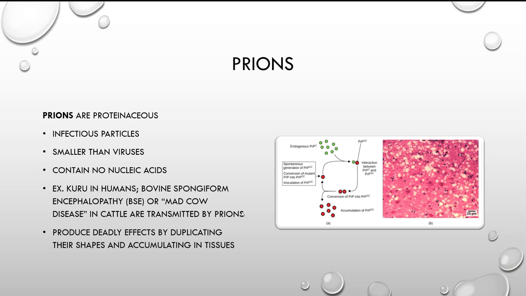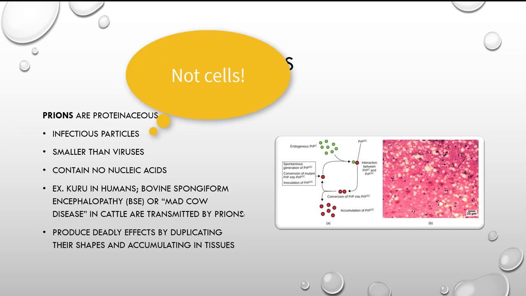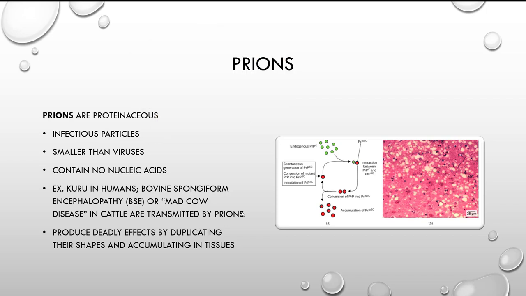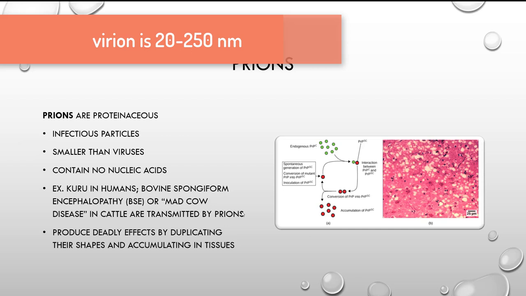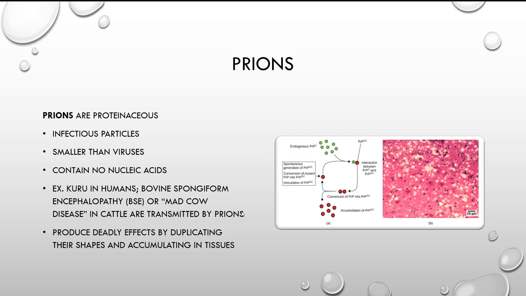So what are prions? Basically they're just proteinaceous, so they're basically just proteins. That's it. They're infectious particles, so they're not made of cells. They're not cells. They're like viruses in the sense that they are acellular. They're just infectious particles that are made of proteins. They are actually smaller than viruses. Remember, viruses are really small, anywhere from 20 to 250 nanometers. So proteins are even smaller than that. So prions are very small.